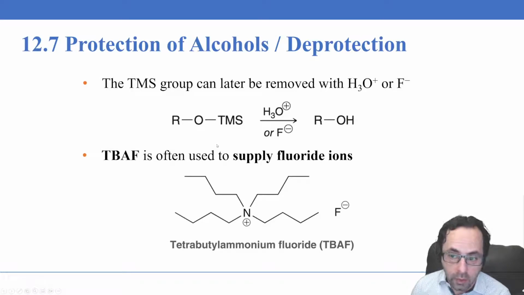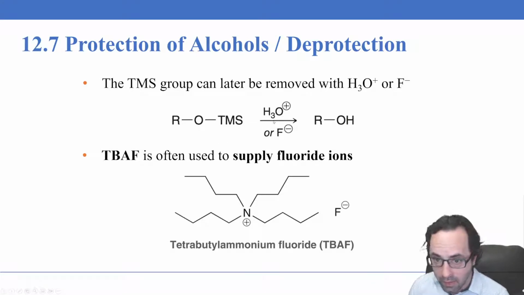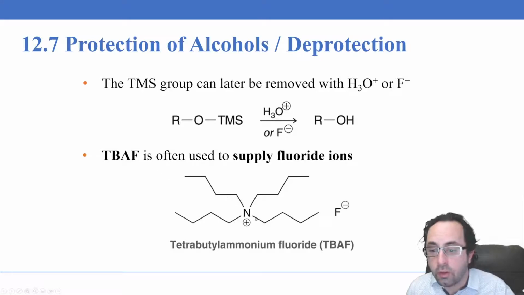And so the way we remove it is with an acid, basically. At that point, we're just putting a proton back on, and the trimethylsilyl group leaves. Or we can also use fluoride ions. The fluoride ions will essentially do the same thing. And so the source of the fluoride ions is often tetrabutylammonium fluoride here. So this is tetrabutyl, 4 butyls, ammonium ion. It's a positive formal charge because the nitrogen's making 4 bonds. And then that's the cation, and the anion is fluoride.